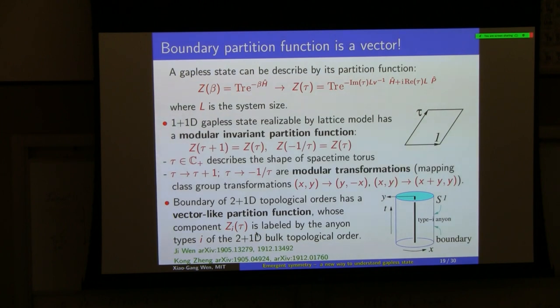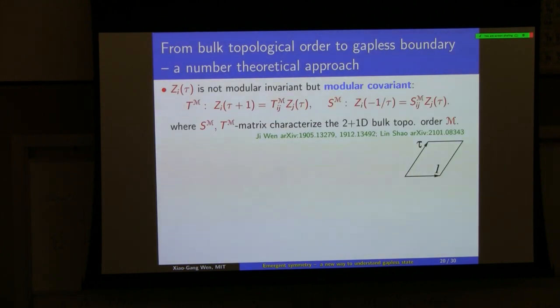Okay. Then the key thing is that with these two data, we can see the relation. Actually, this vector-like partition function is not modular invariant, it is modular covariant. Under this modular transformation, they transform using some kind of ST matrix, which is a representation of the modular group. And this ST matrix happens to be the ST matrix we introduced for the bulk topological order. So this modular covariant boundary partition function and the bulk topological order are related by this same ST matrix.